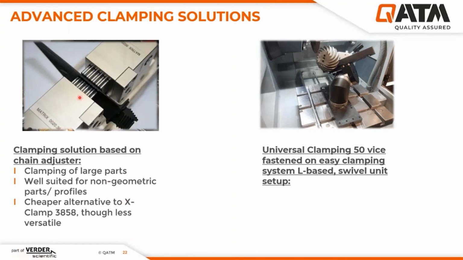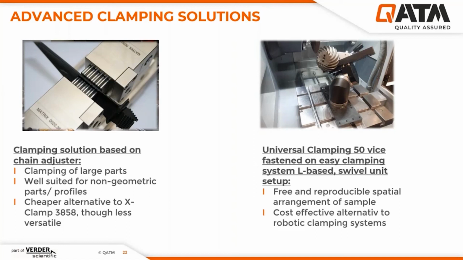Matrix clamping systems offer this solution based on spring-loaded pins, which enables the clamping of very complex geometries. Here we see the assembly centered around a universal clamping vise that has been fastened on QATM's easy clamping system L with a setup of swivel units that allow the rotation in two spatial directions and hence a quite free and reproducible spatial arrangement of the quite complex sample. This is a quite cost-effective alternative to robotic clamping systems that are also in application in the industry.